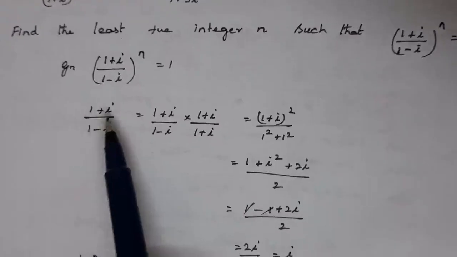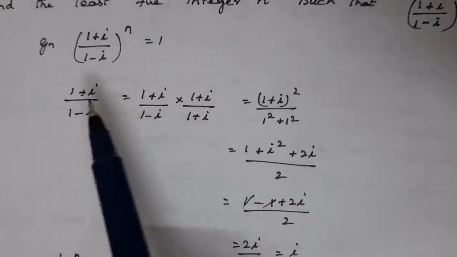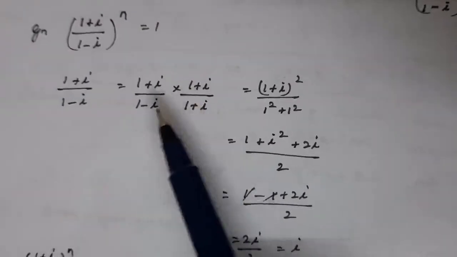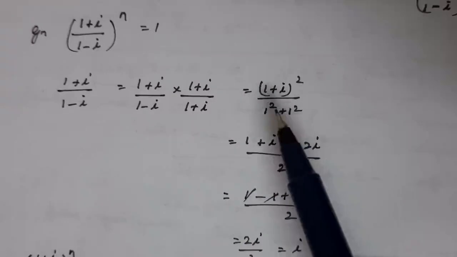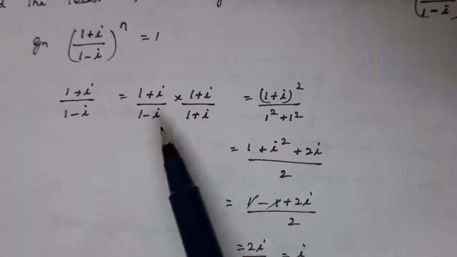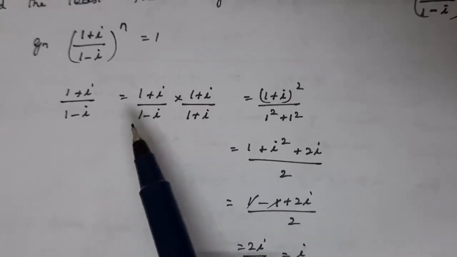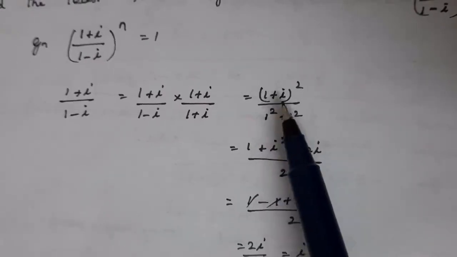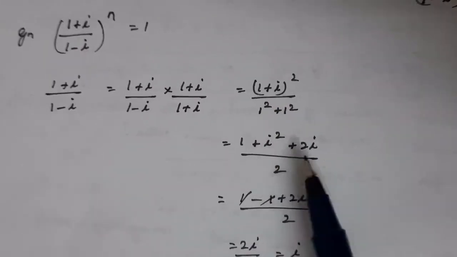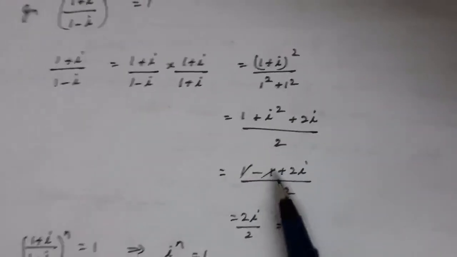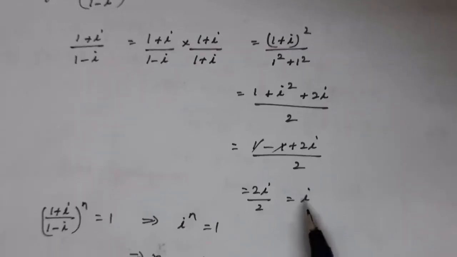Now let us find out what (1 + i)/(1 − i) is. The numerator as well as the denominator is in the standard form, so just multiply and divide by the conjugate of the denominator. That is, the numerator will become (1 + i) the whole squared, and the denominator is (1 − i)(1 + i). What is (1 − i)(1 + i)? It is the sum of the squares of the real part and the imaginary part, so 1 squared plus 1 squared. I expanded the numerator using (a + b) whole squared: 1 plus i squared plus 2i, divided by 1 plus 1, which is 2. i squared is −1, so 1 and −1 get cancelled. 2i by 2 is simply i. So the value of (1 + i)/(1 − i) is i.